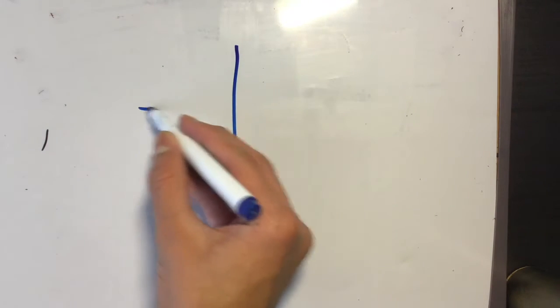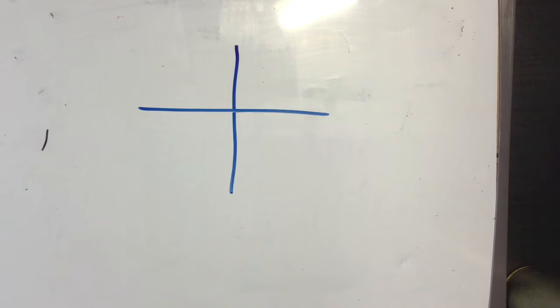What is a Cartesian grid and how do you plot coordinates on a Cartesian grid? In this video I'll explain how to do both. Now a Cartesian grid looks like this. I'm pretty sure you've seen one of these before.